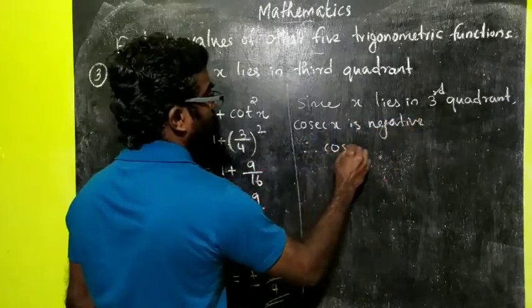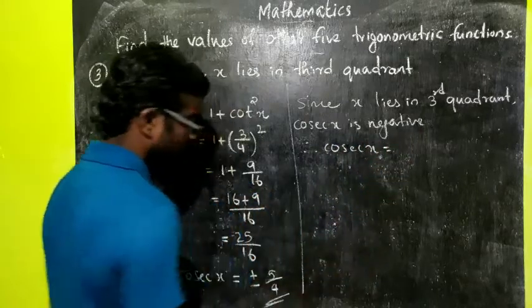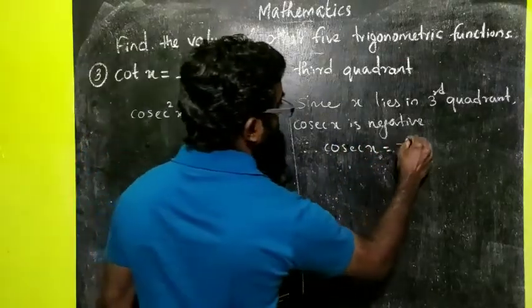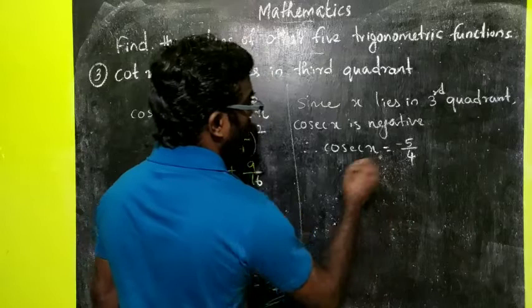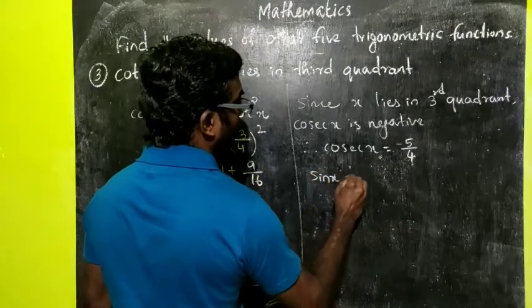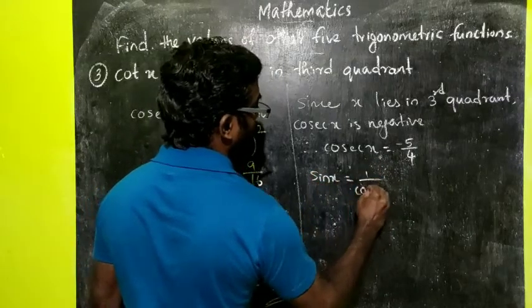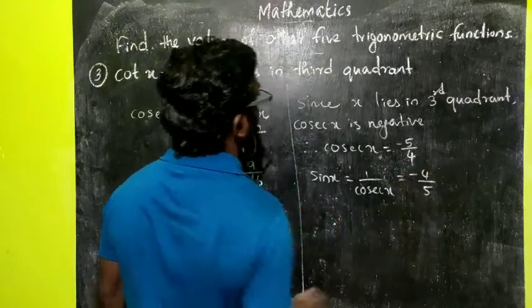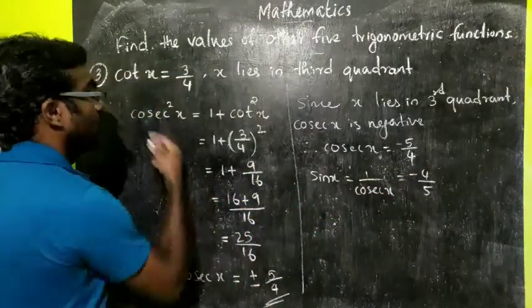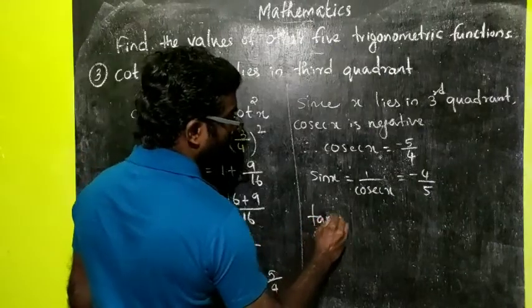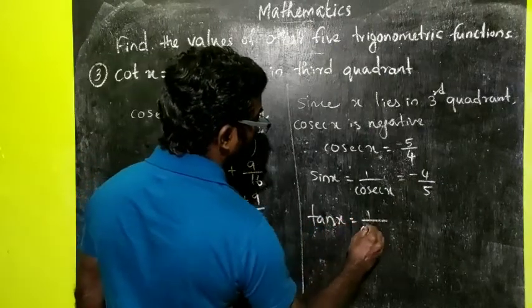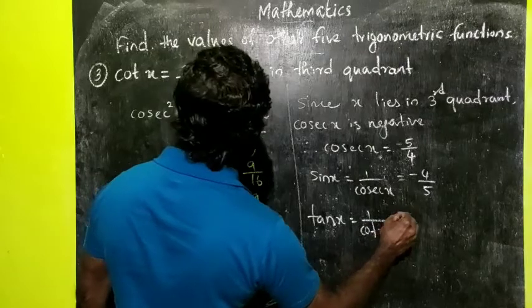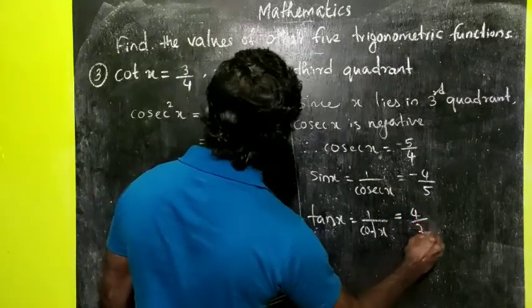Therefore cosec x is equal to minus 5 by 4. And from this we can write sin x. Sin x is the reciprocal of cosec x, which is equal to minus 4 by 5. Then cot x is given, and tan x is the reciprocal of cot x. So tan x is equal to 1 by cot x, which is equal to 4 by 3.